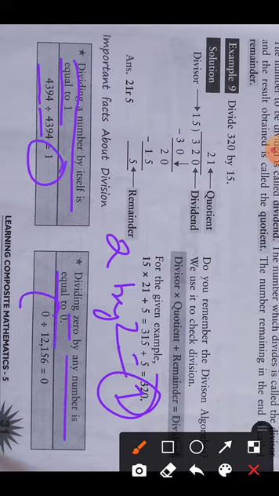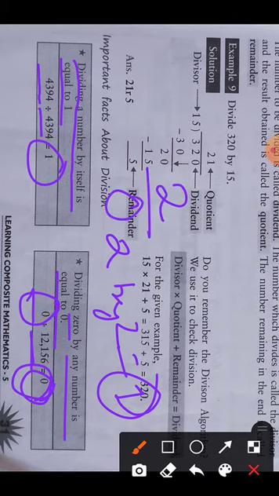Now, dividing 0 by any number is equal to 0. If you try to divide 0 by any number, the answer is 0. Do you remember, when we multiplied any number by 0, the result is 0. Here, if you divide 0 by any number, the answer is 0. But remember, if you try to divide any number by 0, it is invalid. It is not yet discovered. Somebody needs to discover it.